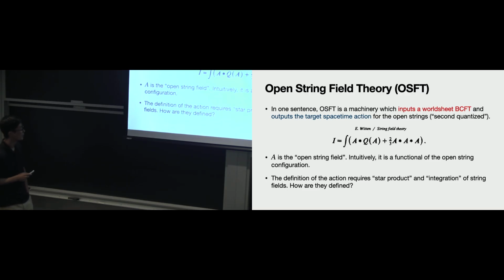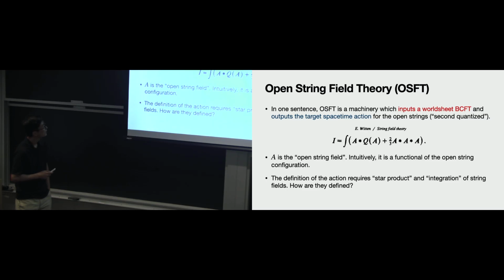The action for such open string field theory was, for instance, written down by Witten about 40 years ago. The action takes the following form. Here, A is the open string field. Intuitively, you can think of A as a functional of the open string field configuration. This Q is the BRST charge on the worldsheet. It's not going to play any role in our discussion. And crucially, to define this action properly, you need to define what you mean by the star, which is called star product, and this integral, which is called integration.